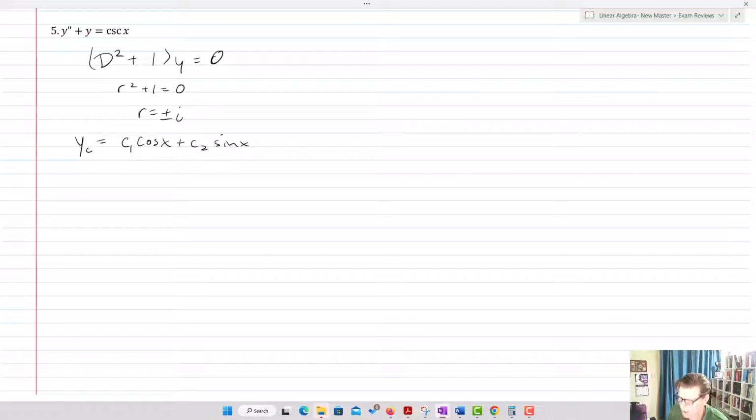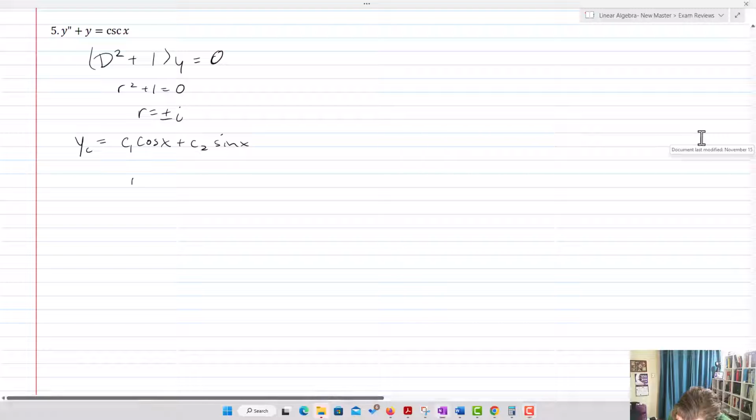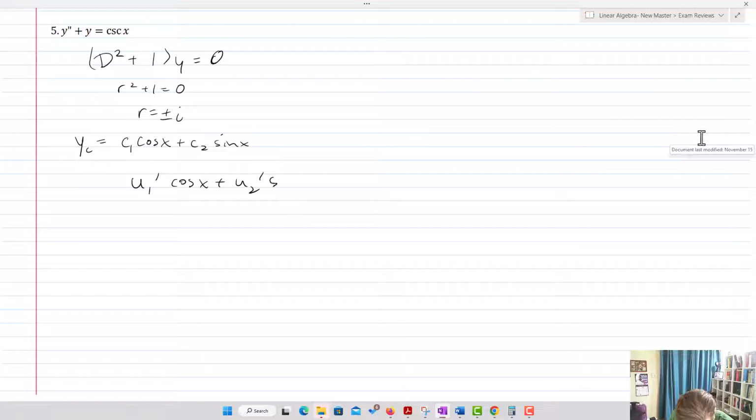Okay, because that's what corresponds to e to the ix. So now I've got those two. Now I'm going to utilize my variation of parameters. We're going to be solving this system: u1 prime cosine x plus u2 prime sine x equals 0. And then we'll take our derivative, right, negative sine x: u1 prime negative sine x plus u2 prime cosine x, and that's going to end up equaling cosecant x.